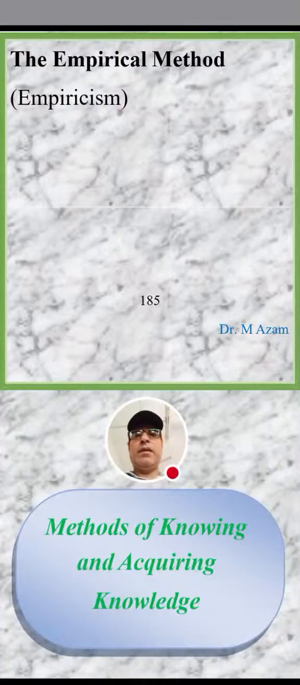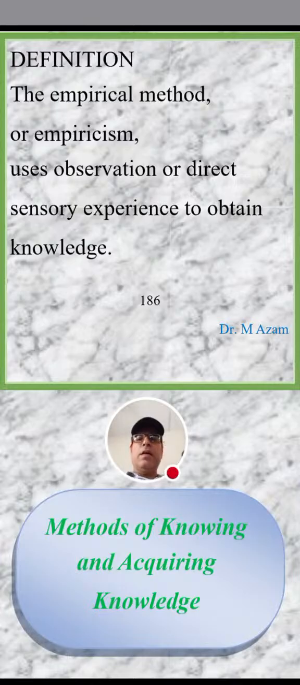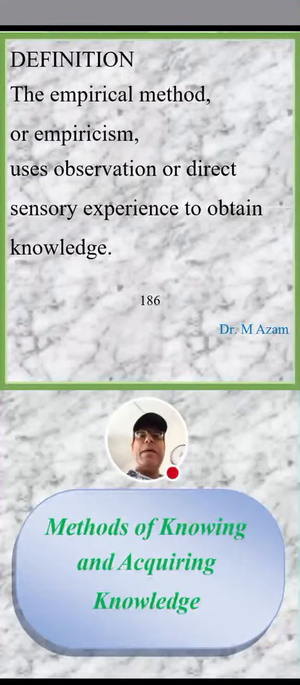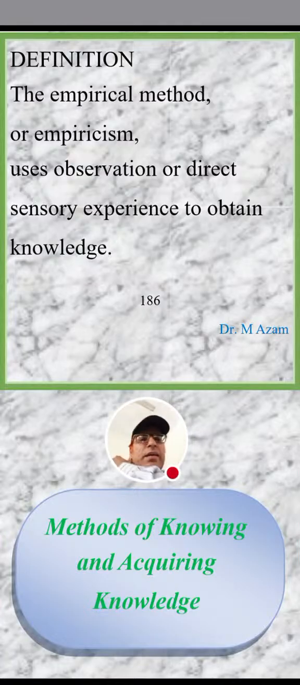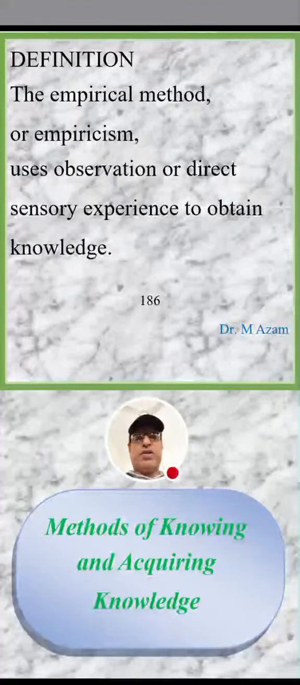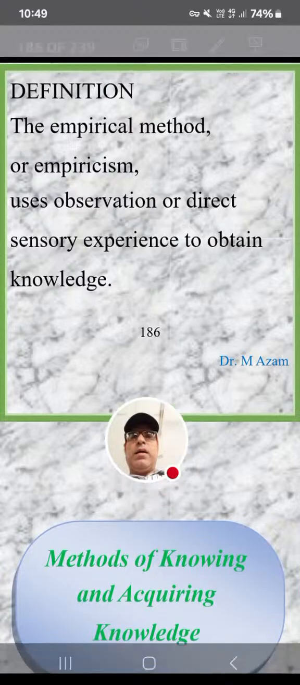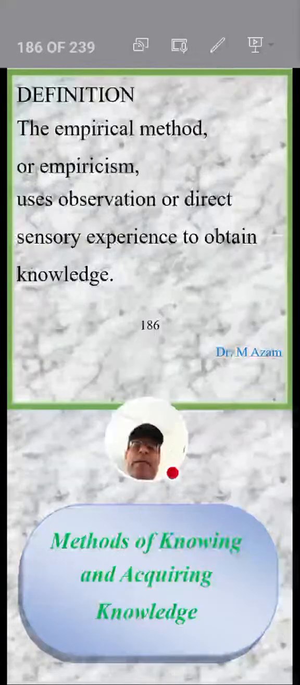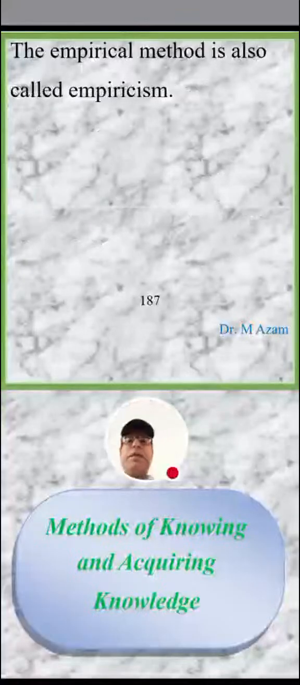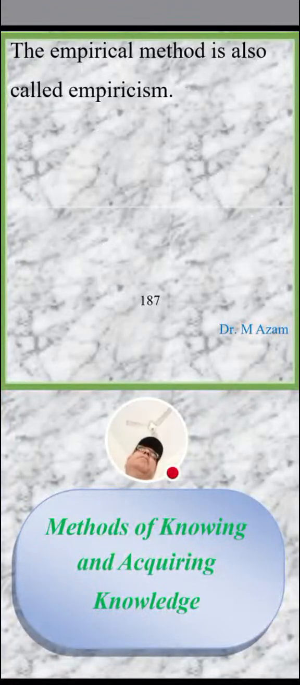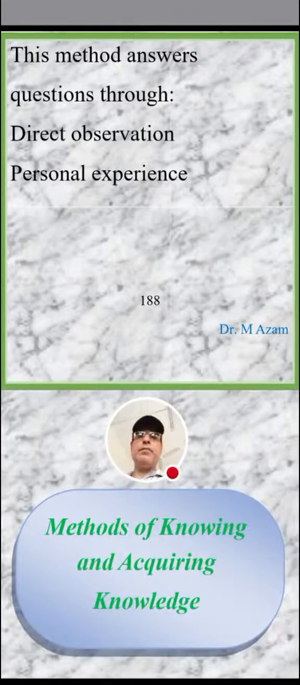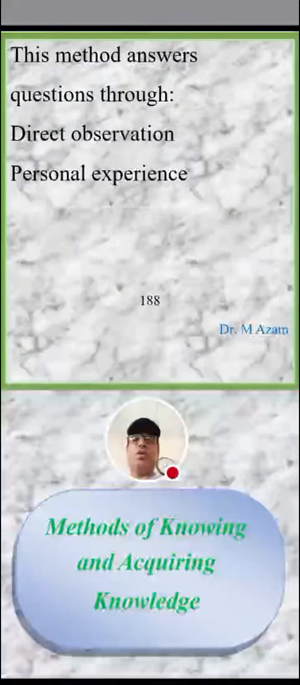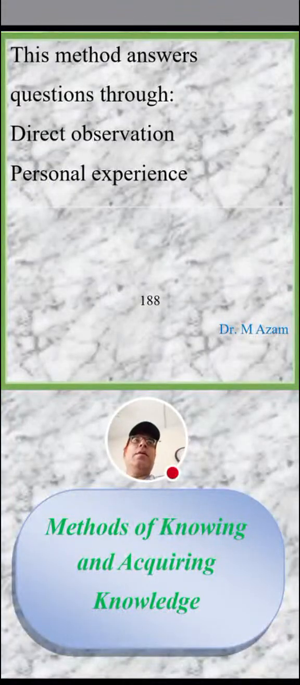Now, the empirical method, empiricism, definition. The empirical method or empiricism uses observation or direct sensory experience to obtain knowledge. The empirical method is also called empiricism. This method answers questions through direct observation, personal experience.